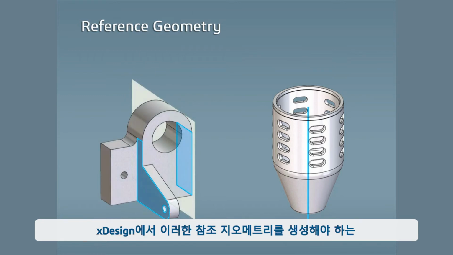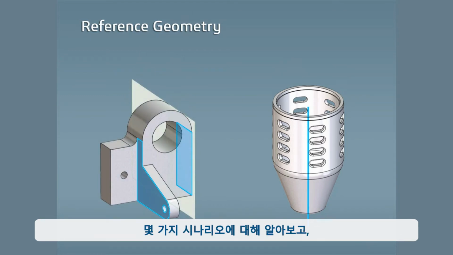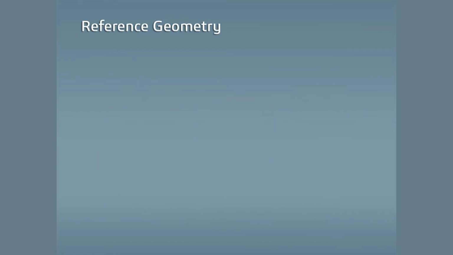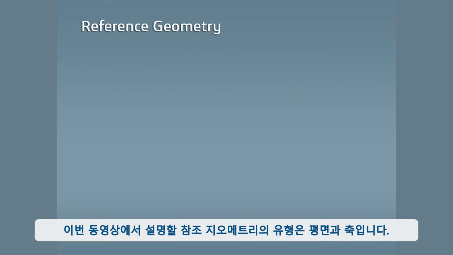In this lesson, I'll discuss some of these scenarios that you'd want to create these reference geometry types in XDesign, and I'll show you the different ways you can make selections to generate a plane or axis in your model. There are two types of reference geometry I'll discuss in this video: planes and axes.